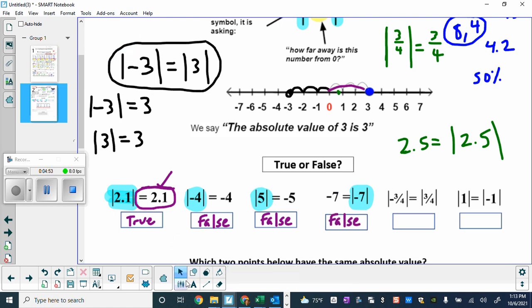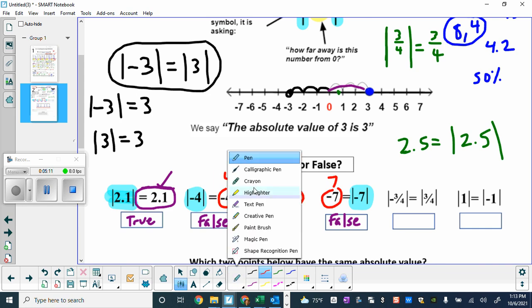The reason these are false, y'all, is I want to point out this should have been a positive 4, this should have been a positive 5, and this should have been a positive 7. If it had said 7, then it would have been true. If it had said 5, then it would have been true. And if this had said 4, then that would be how far away negative 4 is from 0.